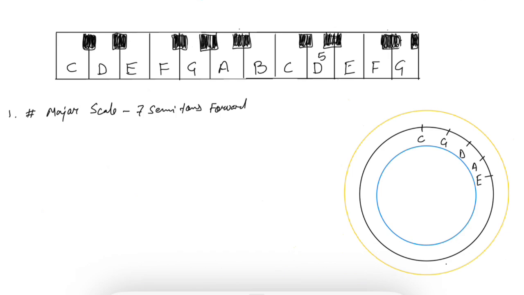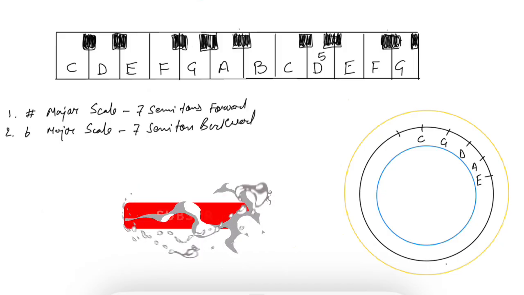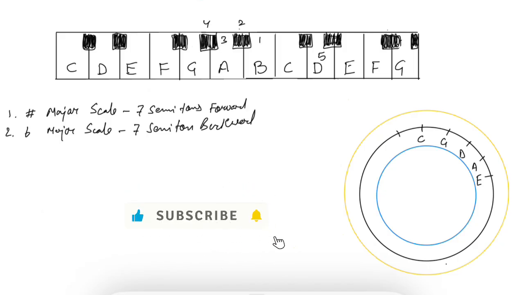Okay, now second, let's find your flat major scales. For the same thing, you have to move 7 semitones, but backward. Okay, let's find how. After C, if you move back, it's 1, 2, 3, 4, 5, 6, 7. You get F major.